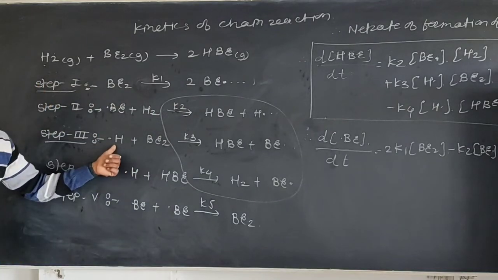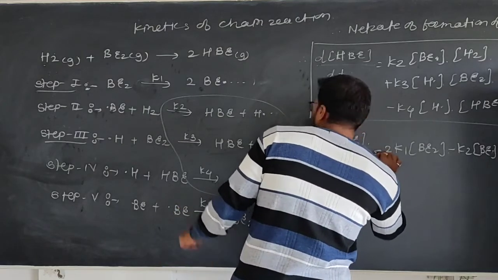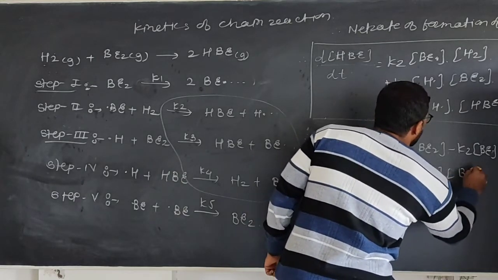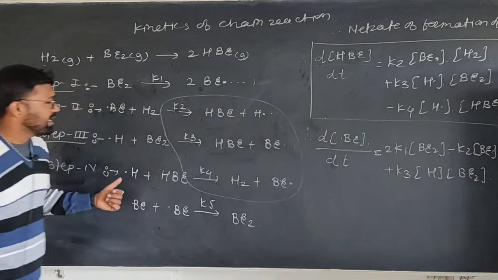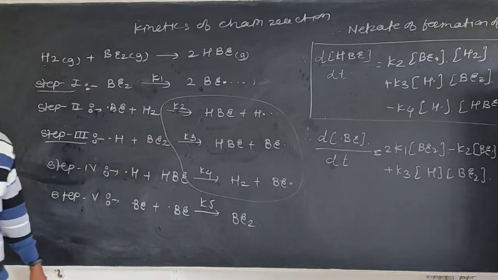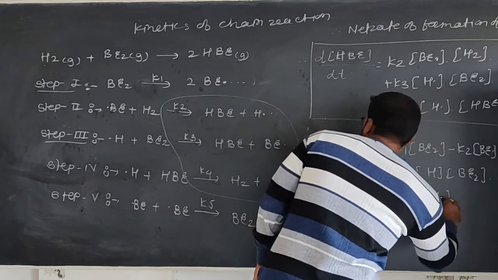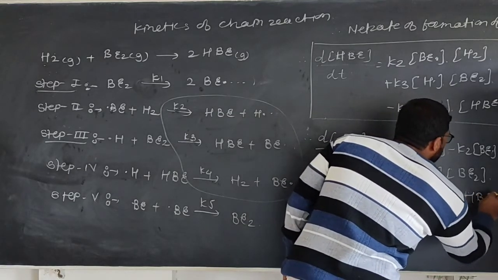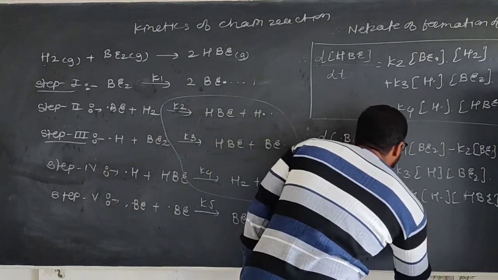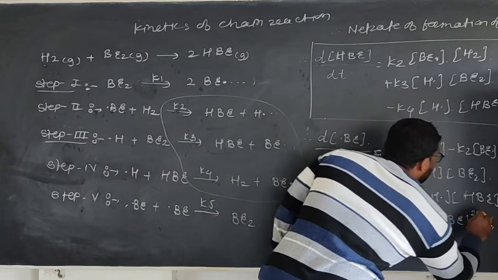Now, in the third step of the mechanism, a bromine free radical is formed, therefore plus K3 into H radical into Br2. And in step 4, which is the termination, retardation step, a bromine free radical is formed, therefore K4 into H into HBr. And in the last step, the bromine free radical is consumed, therefore minus K5 into Br, but now squared.